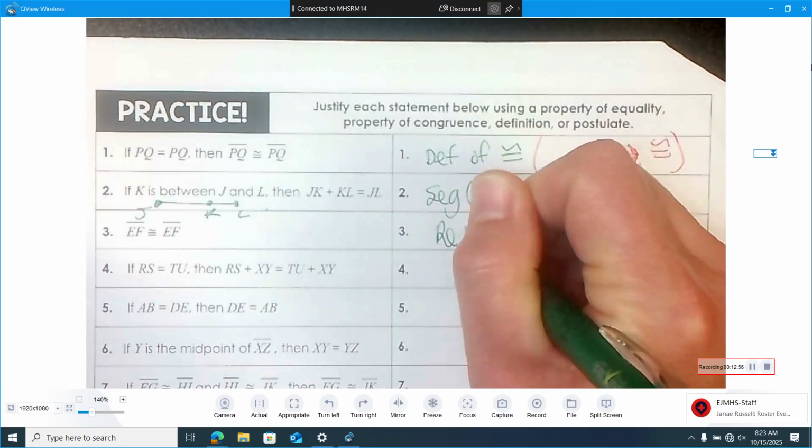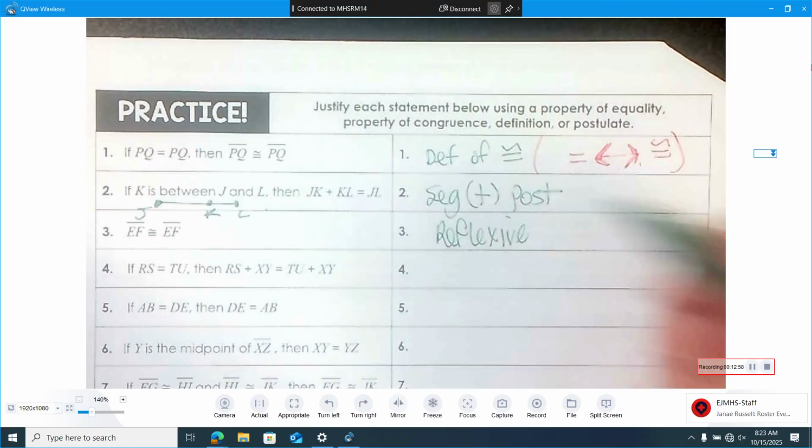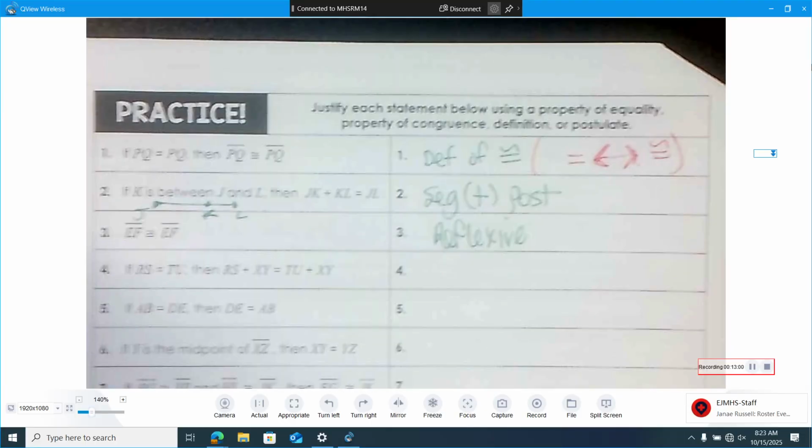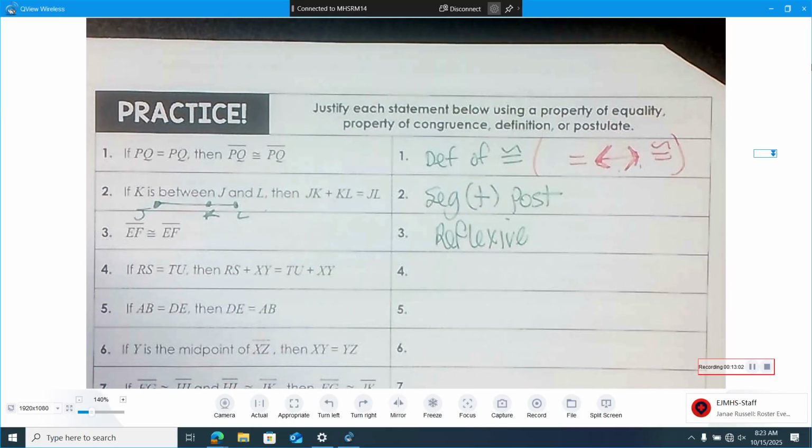Reflexive, yeah. It is the reflexive property. It's showing its reflection. That's how I remember it's reflexive.